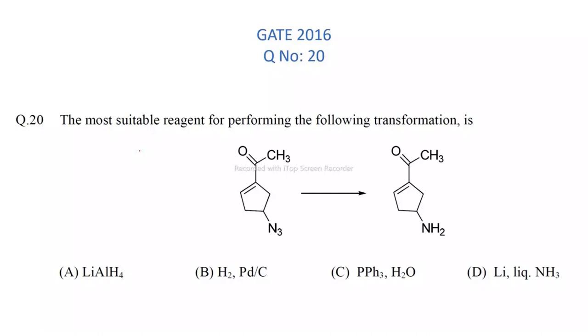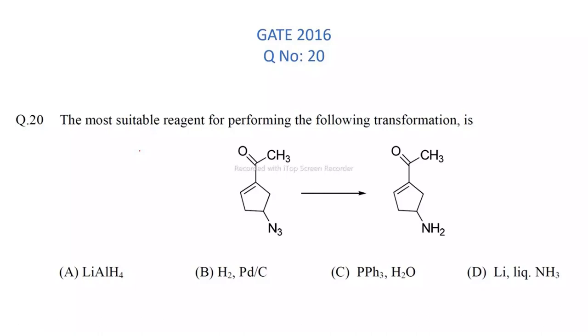Anyone can tell me the answer? What is LiAlH4's role? Role of lithium aluminium hydride? So it's a reducing agent. It will reduce which type of group? Carbonyl, acid, ester. Yes. Then hydrogen, palladium, carbon? Double bond. Okay. PPh3 and water? Okay, no problem. Lithium in liquid ammonia? That's a double bond, sir, a trans double bond reaction only, not in ketone, right? Yes, sir. Last time we discussed this.